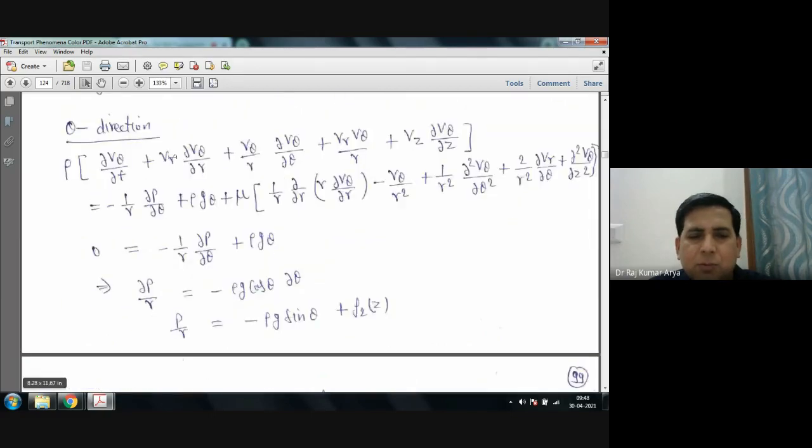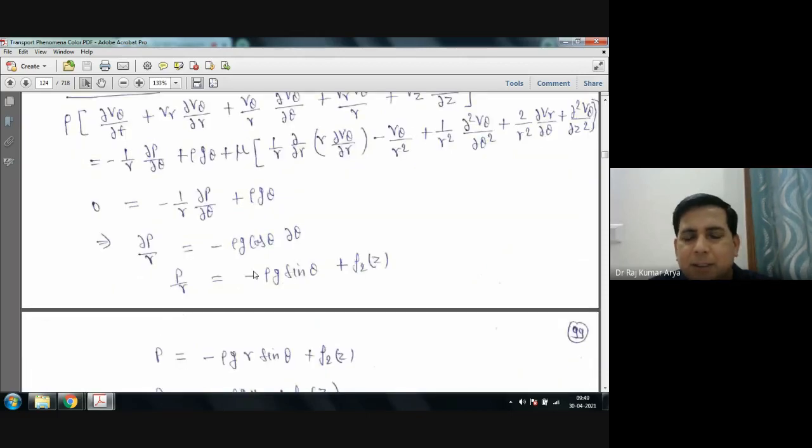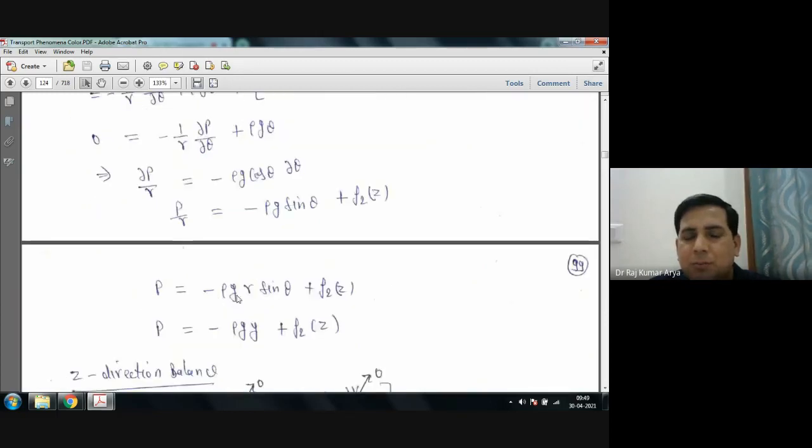In the same way you can do the momentum balance in the theta direction. If you calculate that, you end up with the same thing as you got previously. Previously you also got minus rho g r sine theta, and here you are putting a function of z. So it may change along the axis of the pipe.